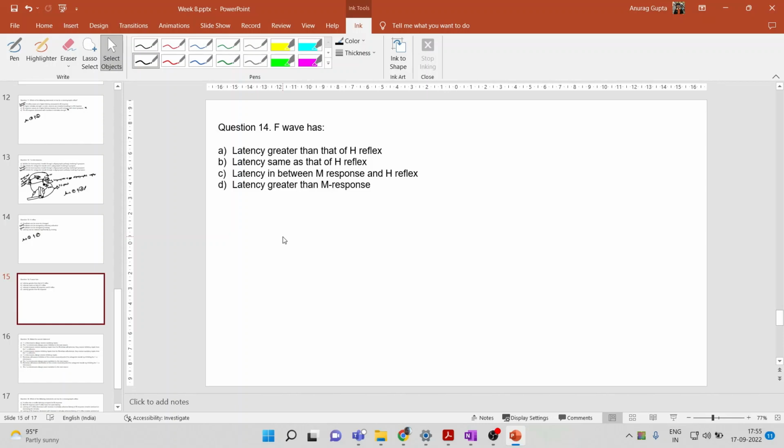Moving on to the next question. The F wave has latency greater than that of Hertz reflex, latency same as that of Hertz reflex, latency in between M response and Hertz reflex, latency greater than M response. So let us recall how an F reflex is generated. This is an alpha motor neuron, and let us say we cause a stimulation here.